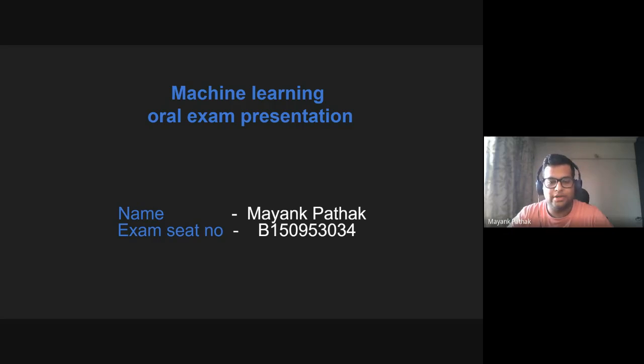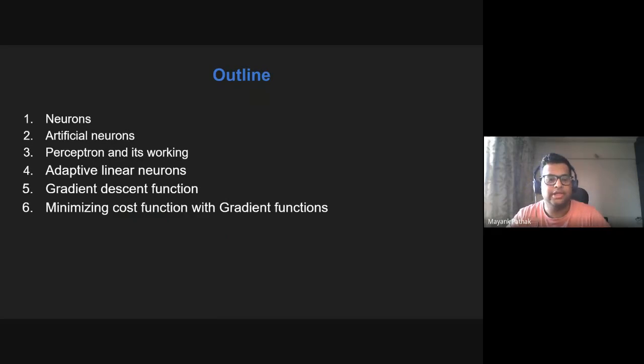So my name is Mayank Pathak and my roll number is P1509530334. And today we'll be looking at what are neurons, how is it similar to artificial neurons, what is perceptron and its working, and adaptive linear neurons, gradient descent function, and also minimizing the cost function with gradient descent.